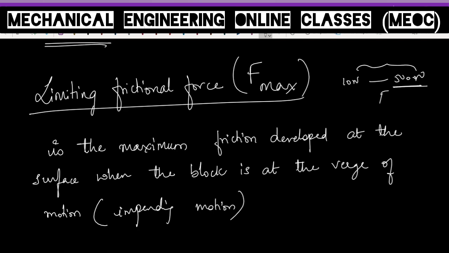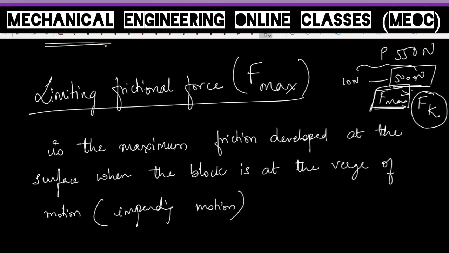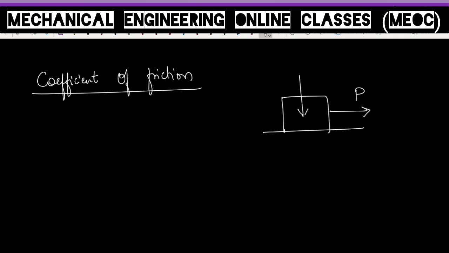So suppose our F max is 500 Newton. After kinetic friction has begun, meaning after giving P more than 500, suppose P is 550 Newton, that time the object started moving and a kinetic friction developed. Now this kinetic friction is also less than F max. So this maximum value of friction, which is 500 Newton, is called limiting frictional force. So let us see what coefficient of friction is.